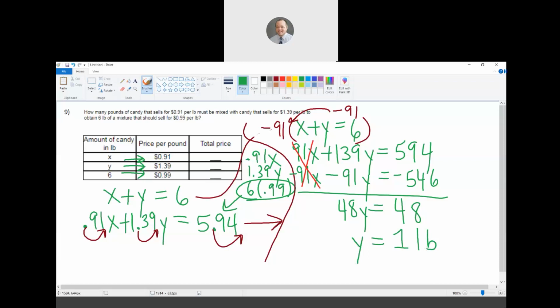No need to plug this amount back into one of your equations because you already know you need 6 pounds total. By the way, this answer represents the $1.39 pound offering of candy. The 91-cent pound offering of candy is just 5 more. So X is equal to 5 pounds.